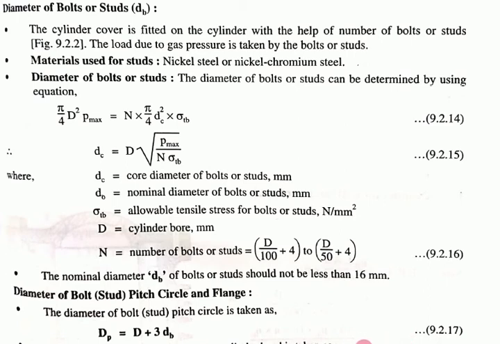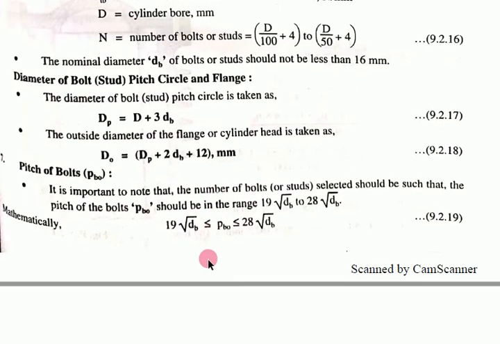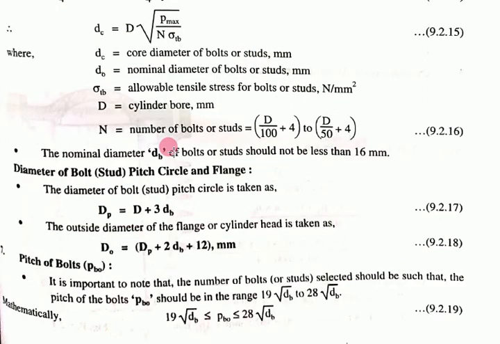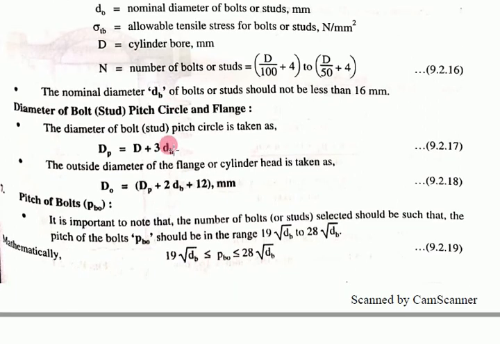You have to take care of assumptions, and parallelly you have to see in the design data book what is given, what is not given, and what you have to remember. Now the diameter of the bolt pitch circle, dp, is equal to D plus 3 db, where db is the diameter of the bolt. Now the outside diameter of the flange or cylinder head is taken as Do is equal to dp plus 2 db plus 12.